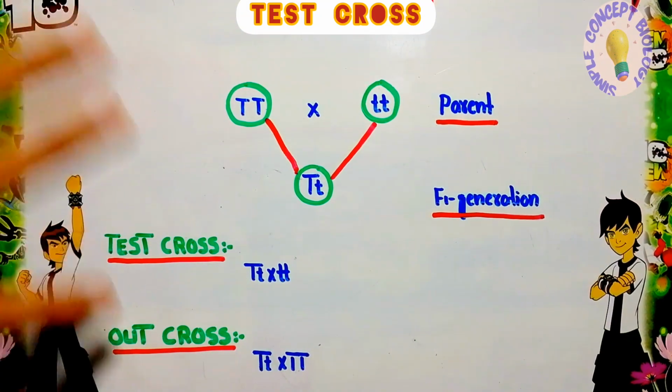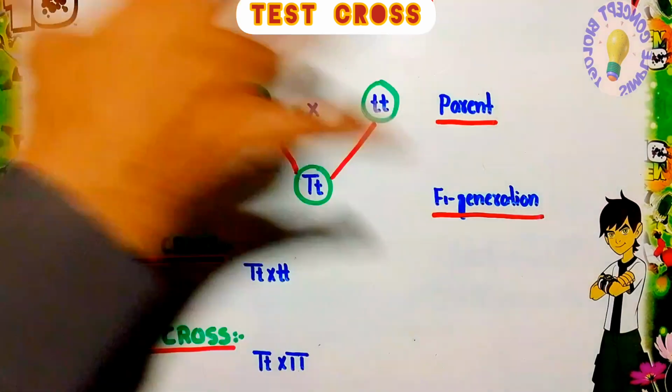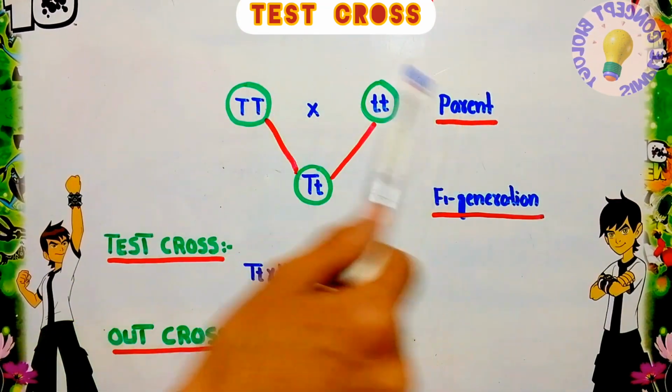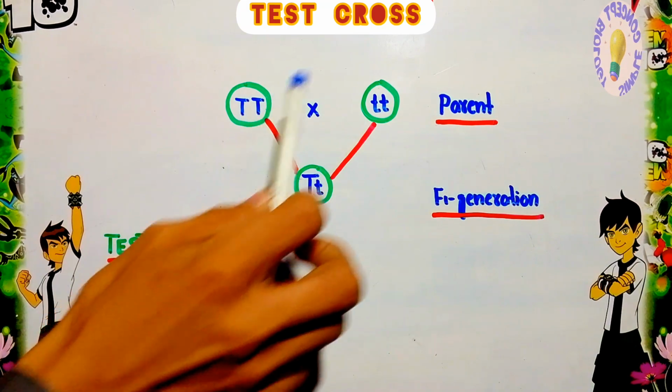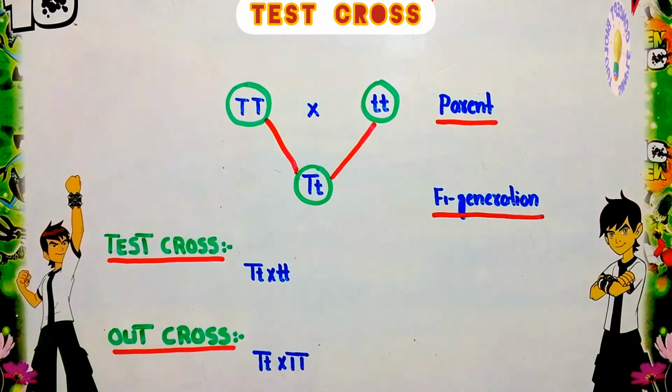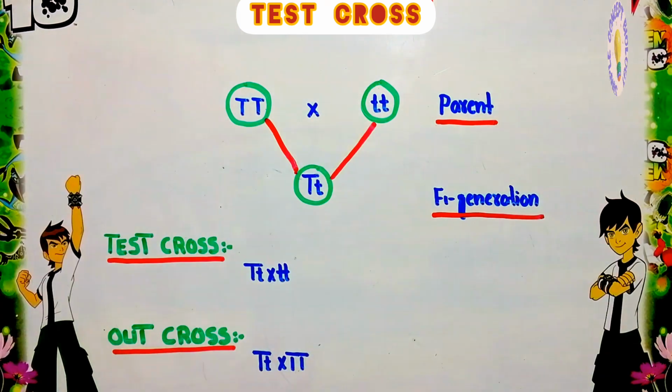In this video lecture we will talk about one of the important topics from inheritance, or Mendelian genetics, that is the test cross. Now the concept of the test cross: suppose we take a pea plant. In the parental generation we have two pea plants. One is homozygous tall, while the other is homozygous dwarf.